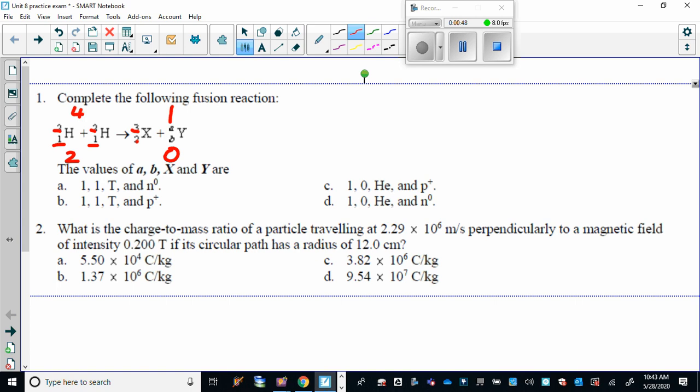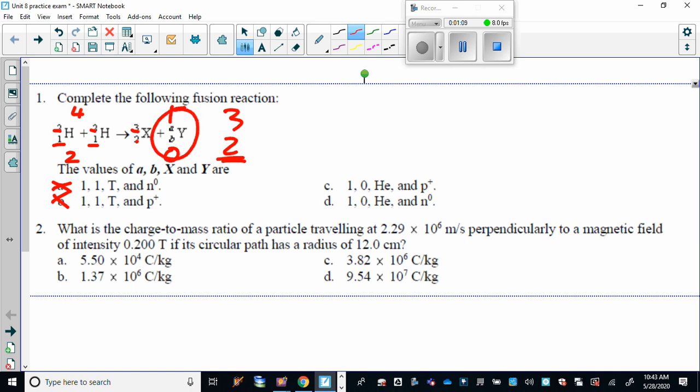Let's do X first because that's pretty straightforward. X has a 2 here. If it has a 2 there, it is automatically helium. So we can eliminate A and B right off the bat. Helium, now the only question is, what is this?